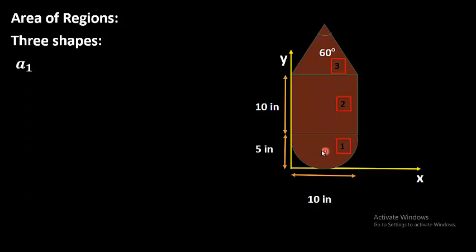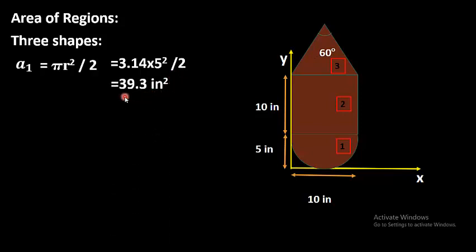A1 is for the semicircle. The area of a circle is pi r squared. Now this is a half circle, so we will divide it by 2 to get the area of the semicircle. So it will become 3.14, the value of pi, multiplied by 5 squared, where 5 is the radius of the semicircle, divided by 2. We get the area of the semicircle, which comes out to be 39.3 square inches.